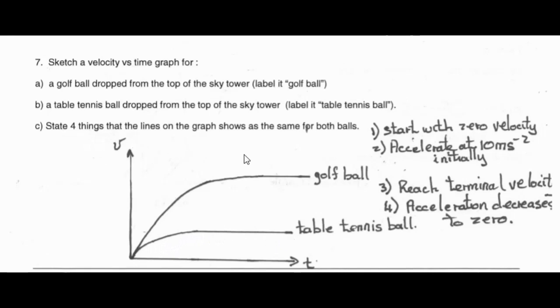Say 4 things that the lines on the graph show the same for both balls. Start with 0 velocity, accelerate at 10 meters per second squared, or roughly, that's 9.81, initially. They reach a terminal velocity and then the acceleration decreases to 0.